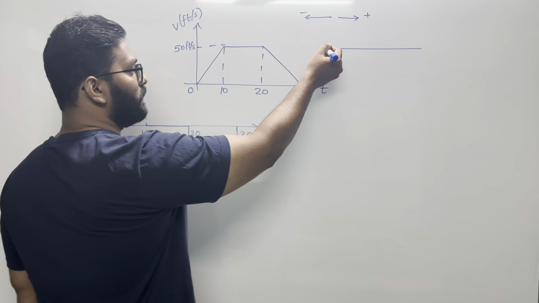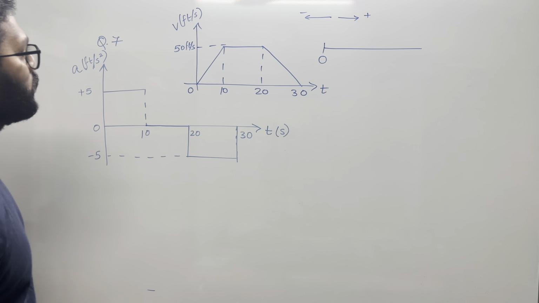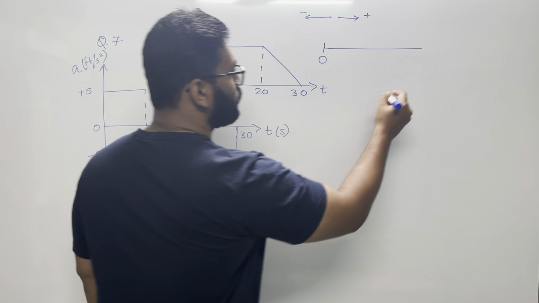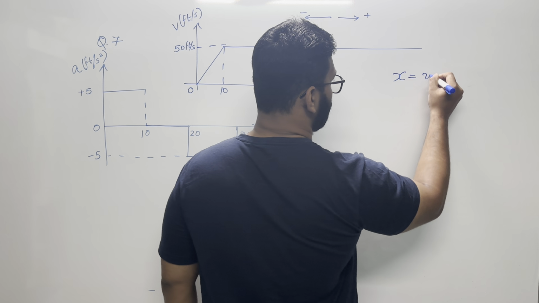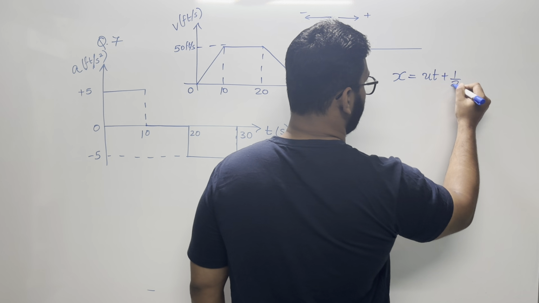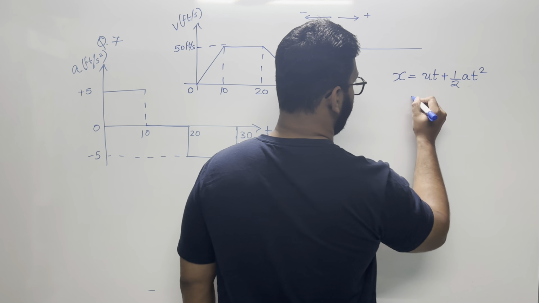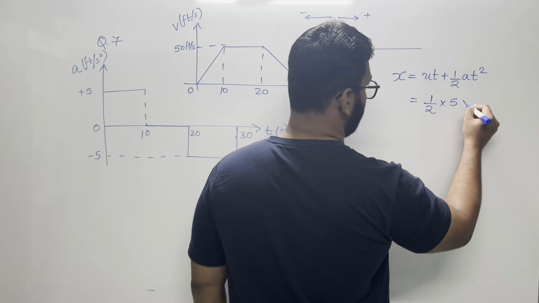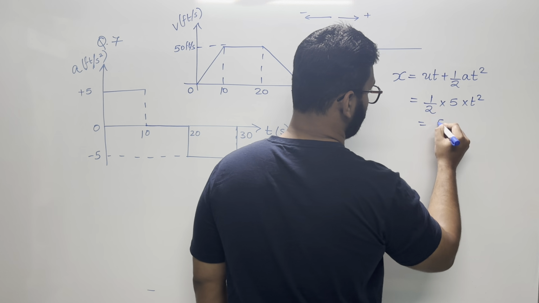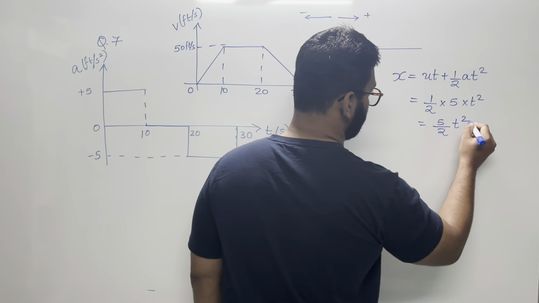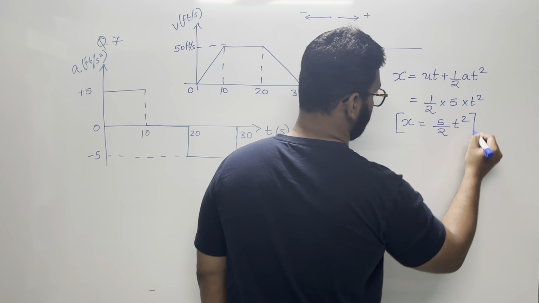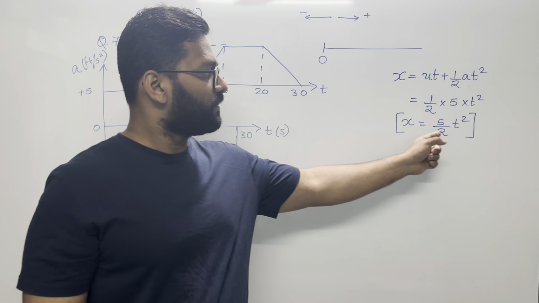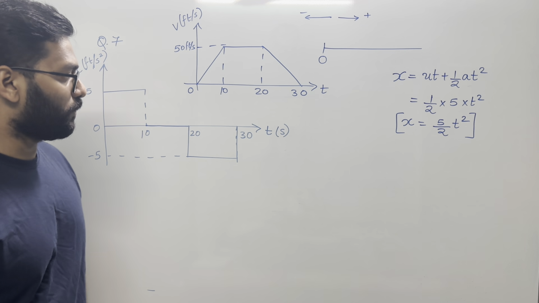Now initially it started from this point, let's say origin, and till 10 seconds it has covered some distance, I don't know. So let's say x is equal to ut plus half at square, right? So u is 0, so I can write this as half into 5 into t square. So this is going to be 5 by 2 into t square. This is your x. Now the x versus t graph for 0 to 10 seconds is a parabola, right? It is a parabola.